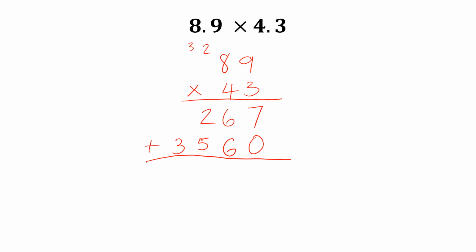So that's 7 plus 0, which is 7. 6 plus 6, which is 12. So we put down the 2, carry the 1. 5 plus 2 plus 1, that's 8. And then we bring back the 3.